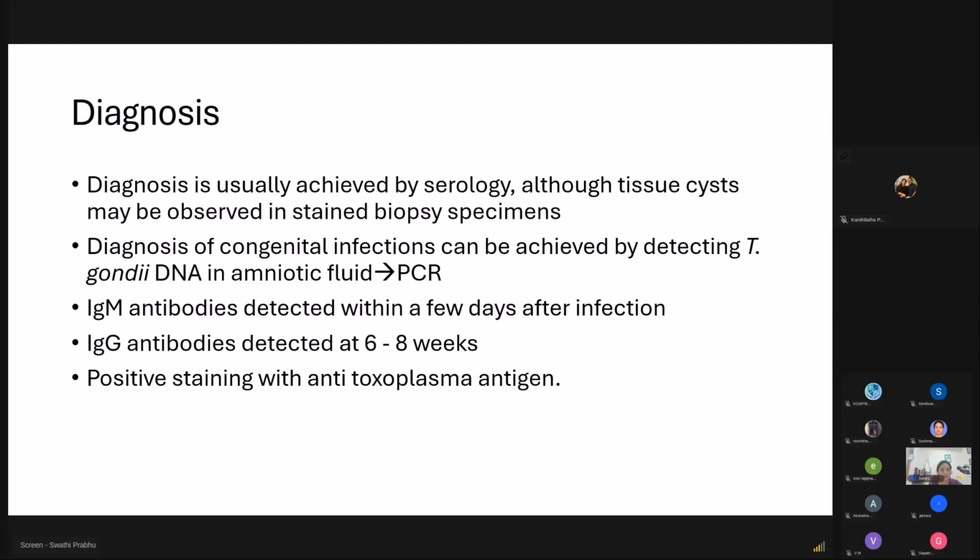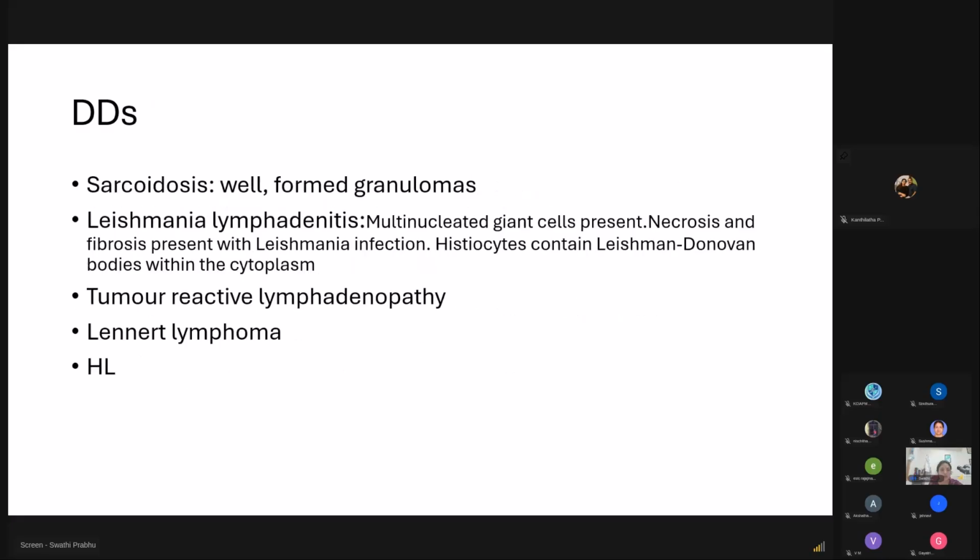So how do we diagnose these cases? The histopath may be suggestive of toxo, but for confirmation you might have to do IgM and IgG antibodies. IgM suggests acute infection. IgG is usually a delayed or old infection. And in the case of congenital toxoplasmosis, PCR can be used. And there is also IHC that is available. We don't have that. It is a plasma antigen that can be used for diagnosing this condition.